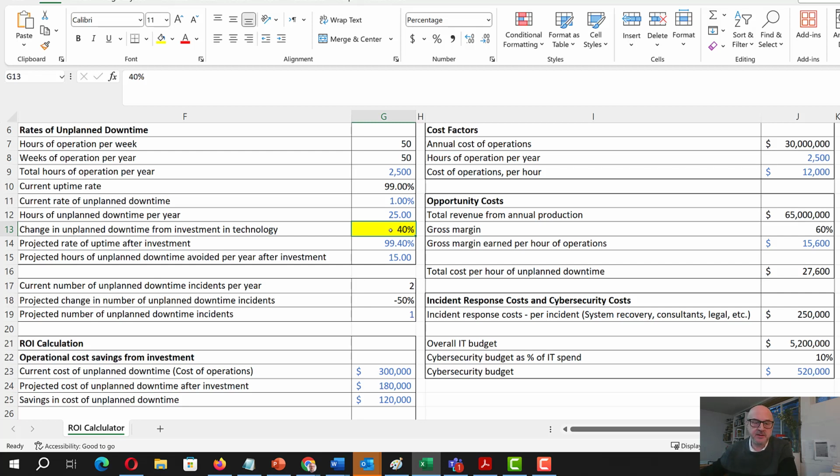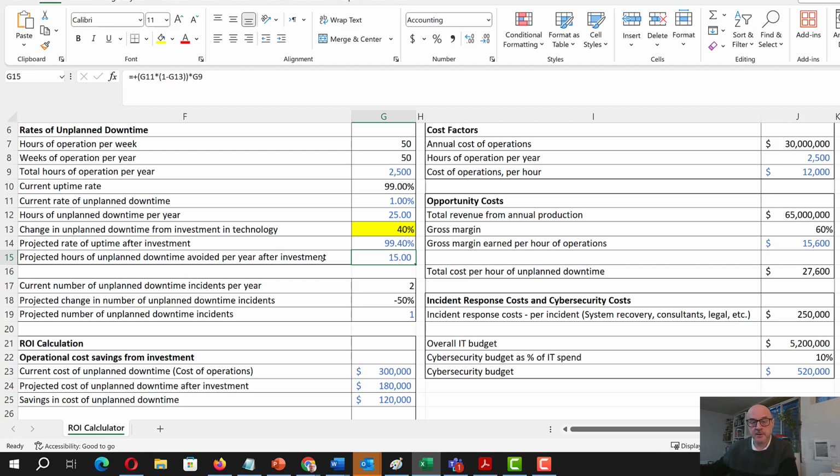What that means is your rate of uptime would go from 99% to 99.4%. It would go from 25 hours a year of unplanned downtime to 15, a 10-hour savings.